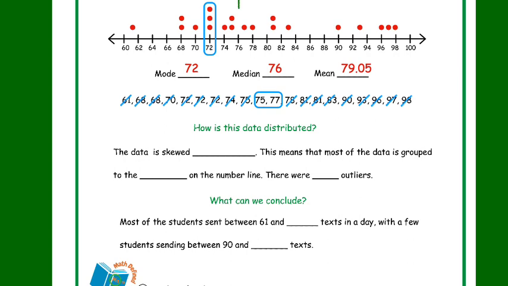Now let me draw a line here at 76 to represent the median. Now you can see that there are exactly 10 data points less than 76 and 10 data points greater than 76. So the median is the best measure of center for this survey.